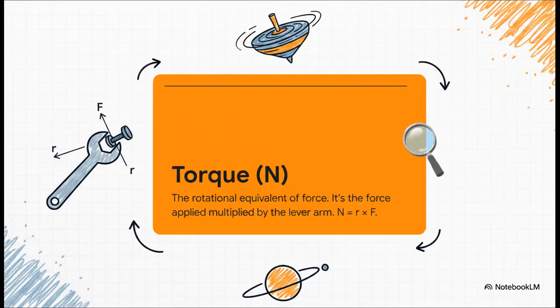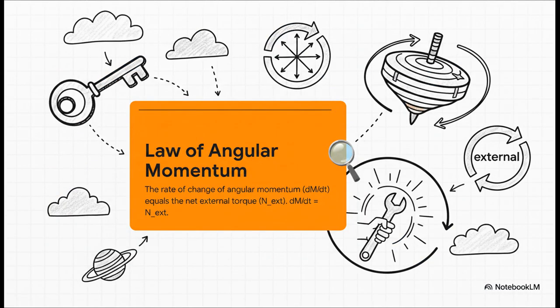Now, before we really dive in, let's do a super quick refresher on a concept that's key here: torque. You know how a force makes something accelerate in a straight line? Well, torque is what makes things spin or rotate. And all it really is, is the force you apply multiplied by its distance from the pivot point. Simple as that.